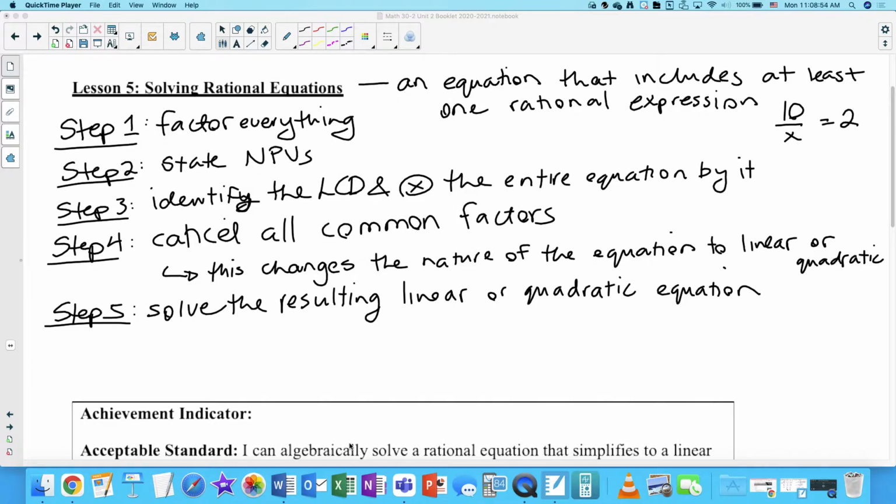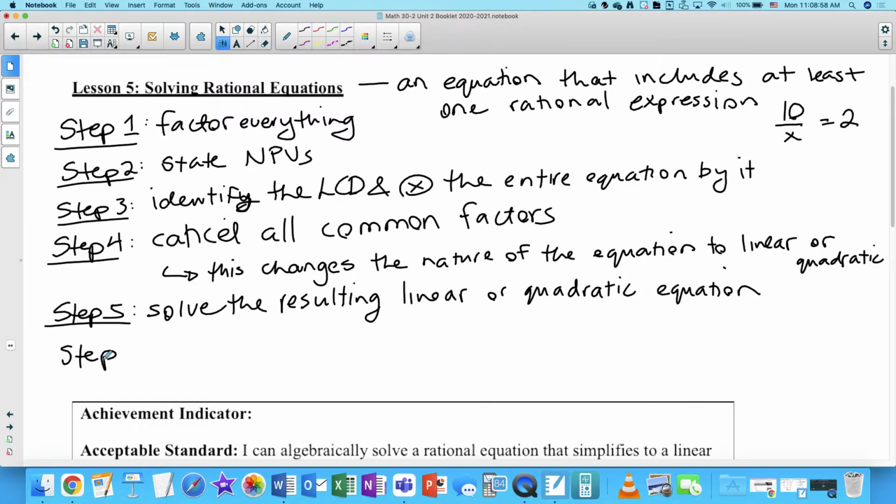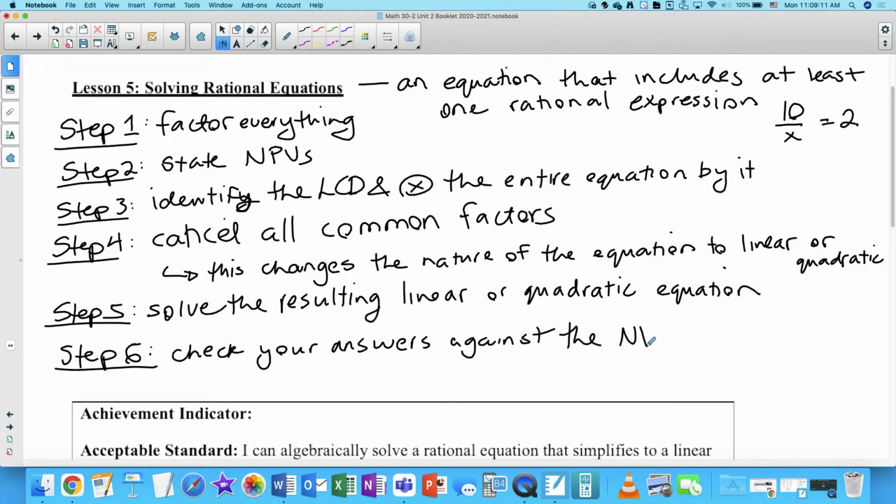So step 6: check your answers against the non-permissible values to see if they are extraneous.